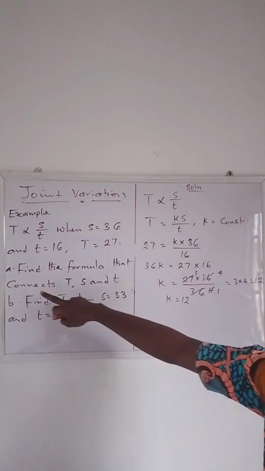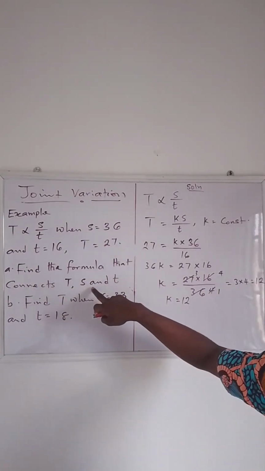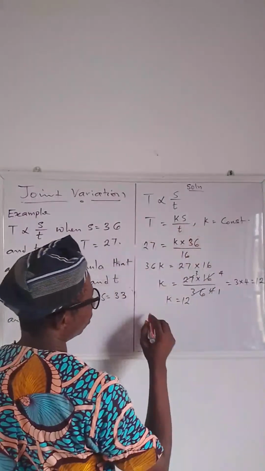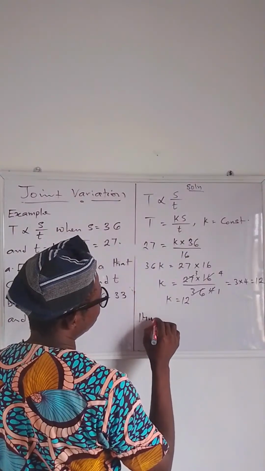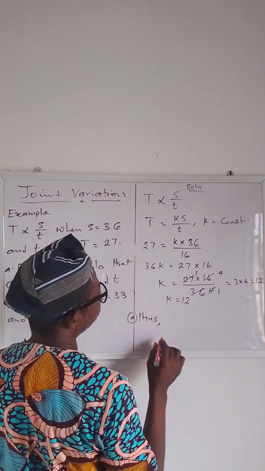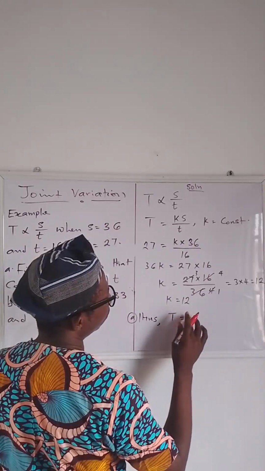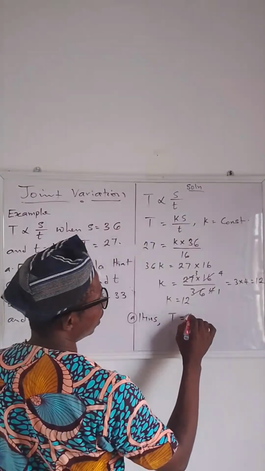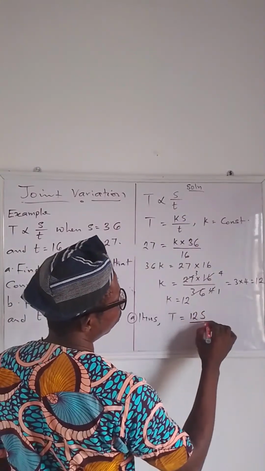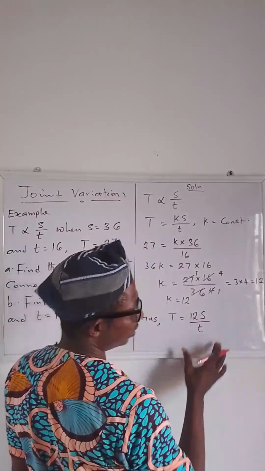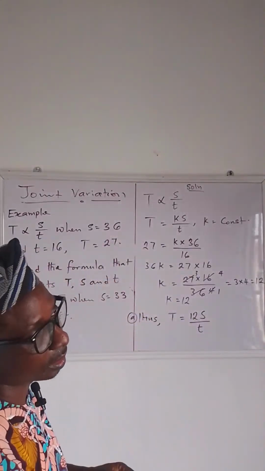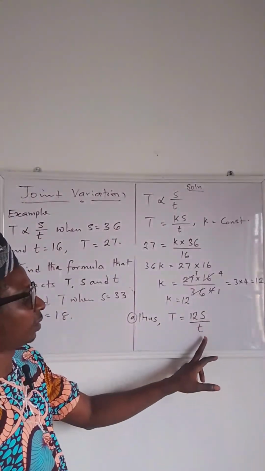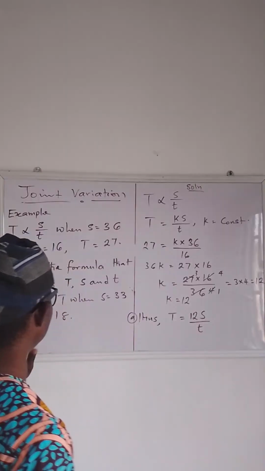Now, let's answer the first part of the question. Find the formula that connects T, S, and small t. So let's write this out. Thus, to answer the first part, we have T equals, now K is 12. Instead of writing K, I will plug in the value of K. That is 12s over t. This is the connecting formula, the formula that connects capital T, S, and small t. Okay, so that's the first part of the question.